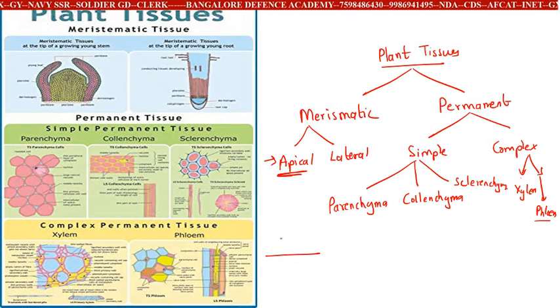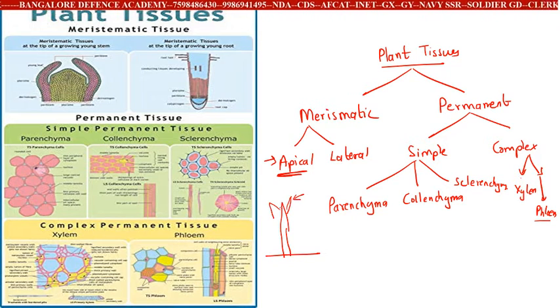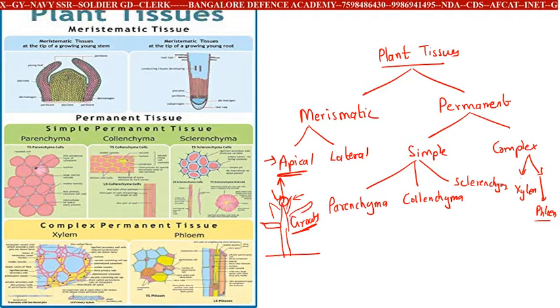What is meristematic tissue? Imagine if this is a plant and here are the leaves on top, and the tree is growing. So on the top here this meristematic tissue will be present, which is going to help in the growth of the plant. In the same way you have lateral meristematic tissue which is going to give the branches, etc.